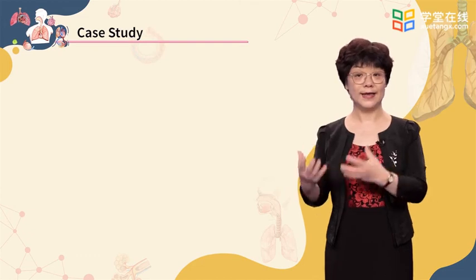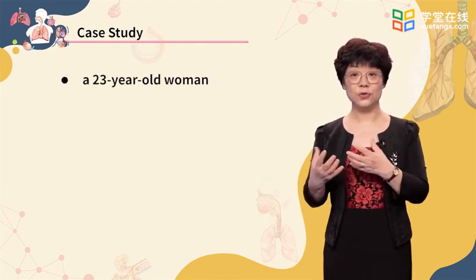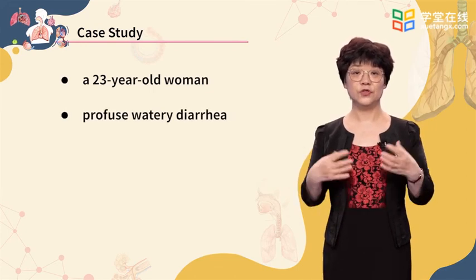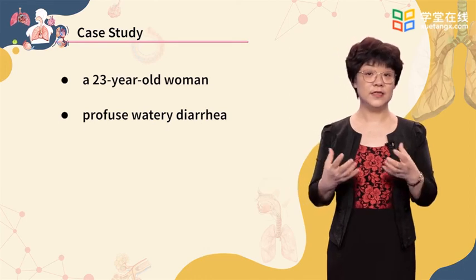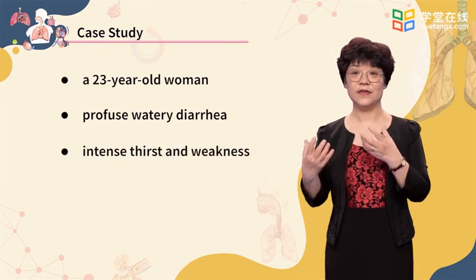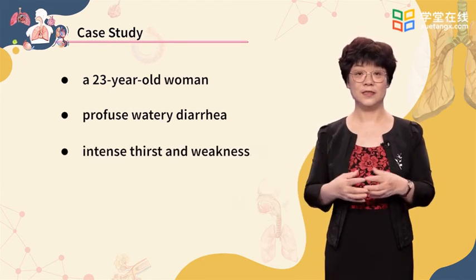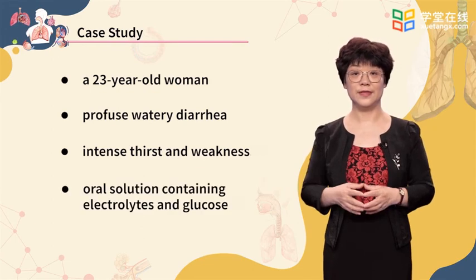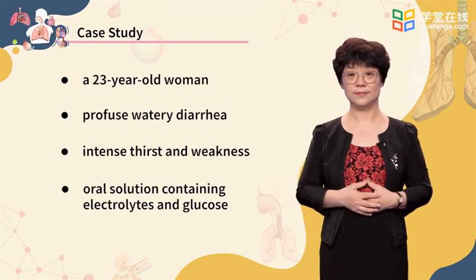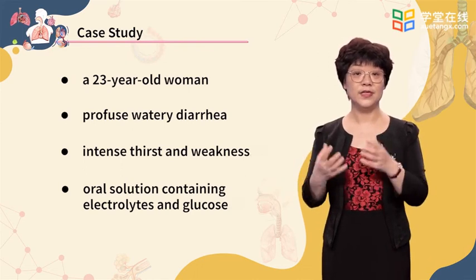Now, let's look at a case. Miss Lee, a 23-year-old woman, has profuse watery diarrhea for 2 days after eating seafood. She complains of intense thirst and weakness. She is treated with an oral solution containing electrolytes and glucose. What's the mechanism underlying the therapeutic intervention?